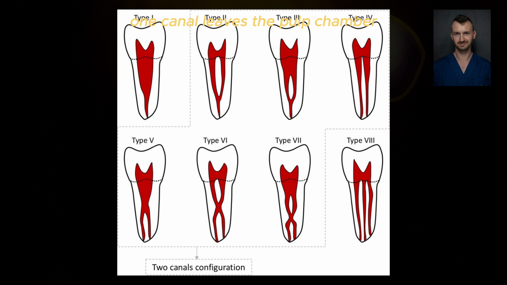Type 3, 1 canal leaves the pulp chamber, divides into 2 within the root, and then merges again to exit as a single canal. Type 4, the same as Weine type 3: 2 separate and distinct canals extend from the pulp chamber to the apex. Type 5, 1 canal leaves the pulp chamber and divides short of the apex into 2 separate and distinct canals with separate apical foramina. Type 6, 2 separate canals leave the pulp chamber, merge in the middle part of the root, and then redivide short of the apex, exiting as 2 distinct canals.